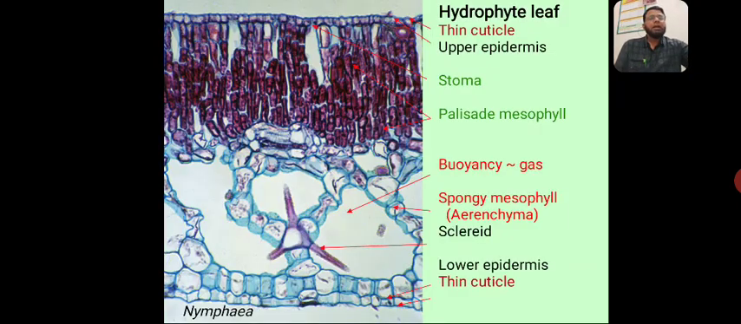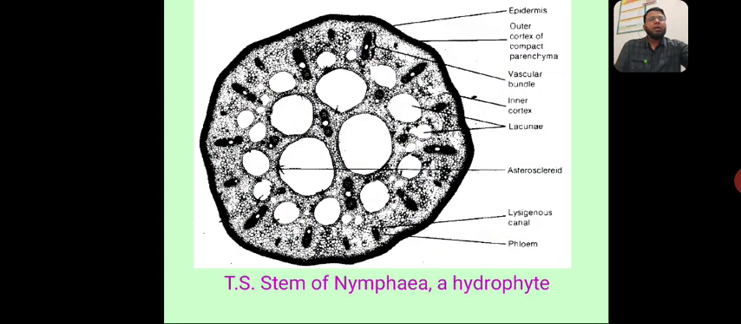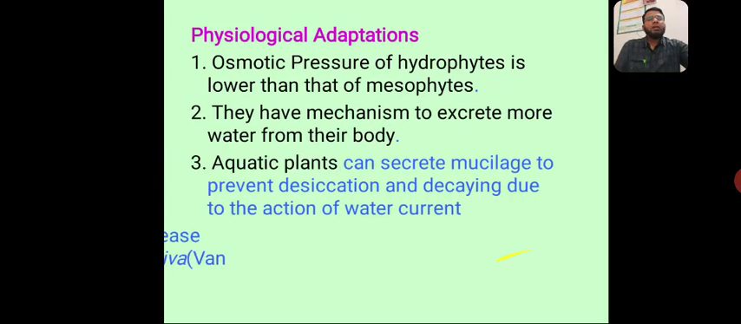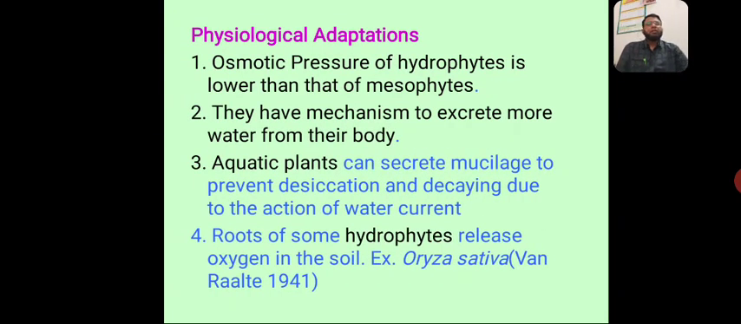When we cut a transverse section, see here, again one of the Hydrilla plants is shown, in which there is buoyancy. Well developed air chambers accumulate air to float on the surface. So see here, there is a rounded lacuna which contains gas, as seen in Nymphaea plants. And see here, the physiological adaptations of the plant.